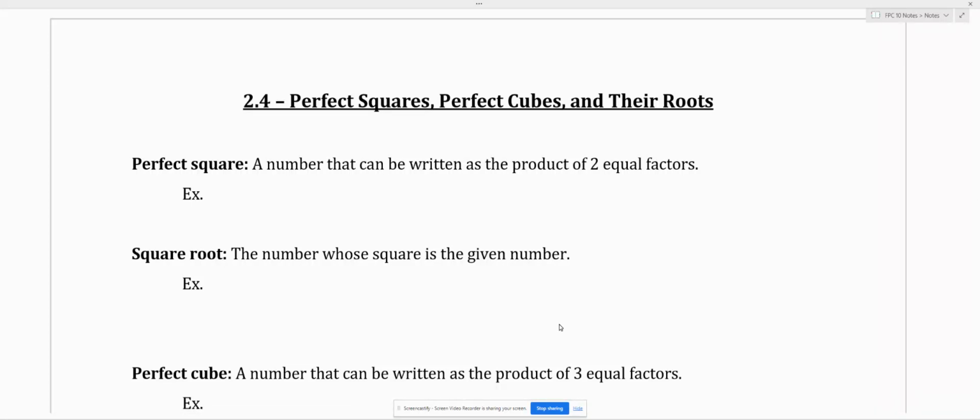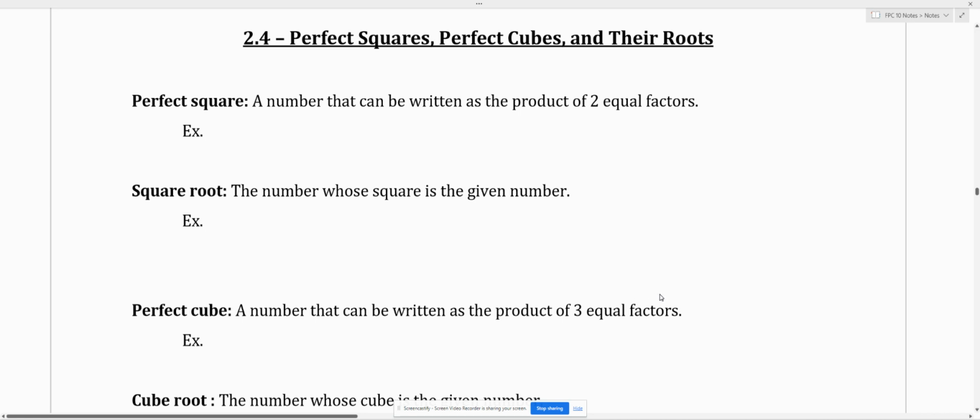Here we go, 2.4. We're almost halfway through this unit. Perfect squares, perfect cubes, and their roots. All right, so part of this is going to be review from our exponents unit.